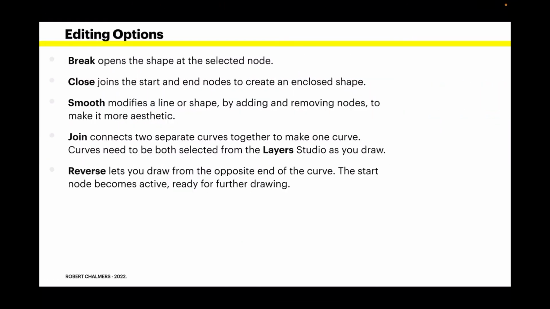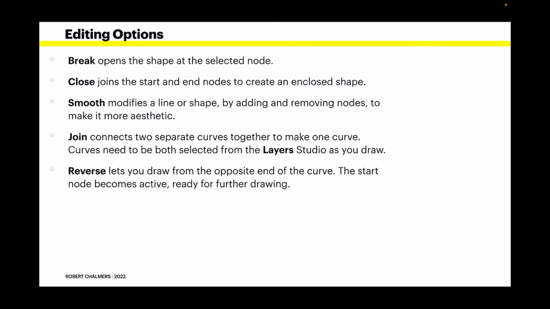So let's have a quick look at the editing options. I won't go into these in detail because I'll be showing you how they work as we go along. Now break opens the shape at the selected node. It effectively separates two curves so you can work on each one separately. Close joins the start and end nodes to create an enclosed shape. Very useful. So you might have a rectangle with an open side. If you tap close, your start and end nodes will join it up. It will become an enclosed rectangle.